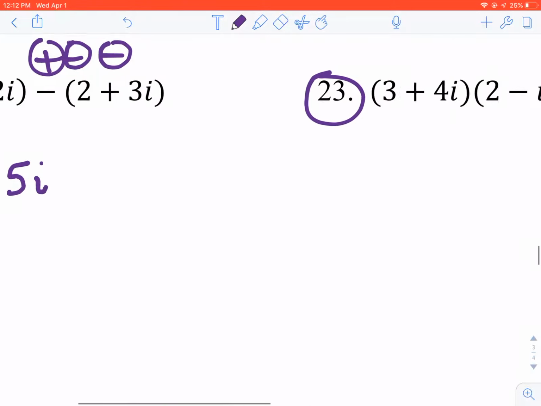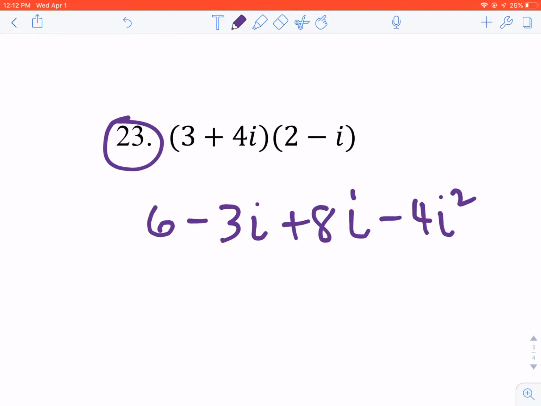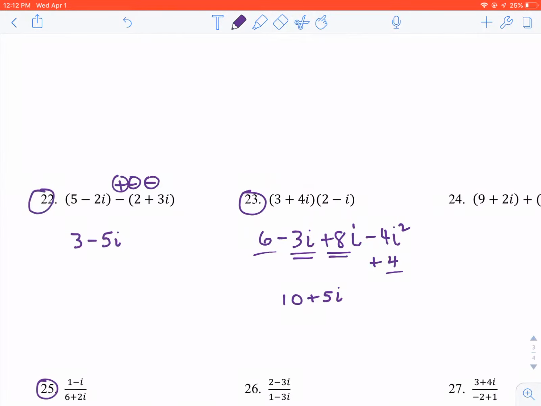So that's a simple multiple choice question. Again, be careful. This is multiplying, so make sure you distribute to everybody. So 3 times 2 is 6. Minus 3 times i is minus 3i. Plus 4i times 2 is plus 8i. And then positive 4i times negative i is negative 4i squared. Remember that i squared is negative 1, so this turns into a plus 4 over here. So now 6 plus 4 makes 10, and then negative 3i plus 8i makes plus 5i. Okay, so be careful with that.